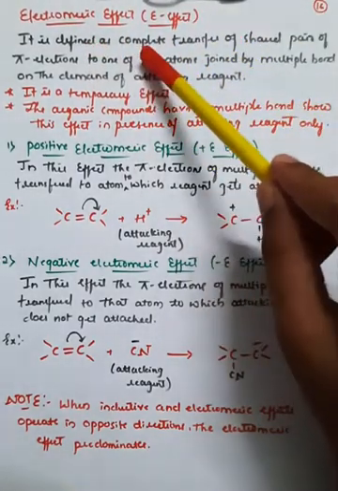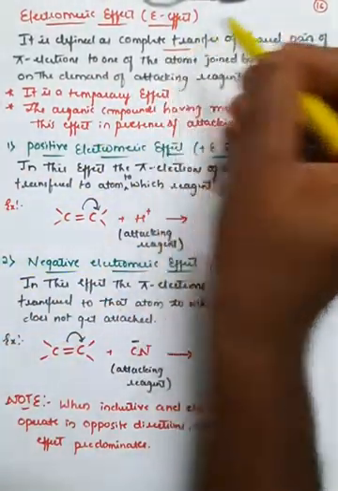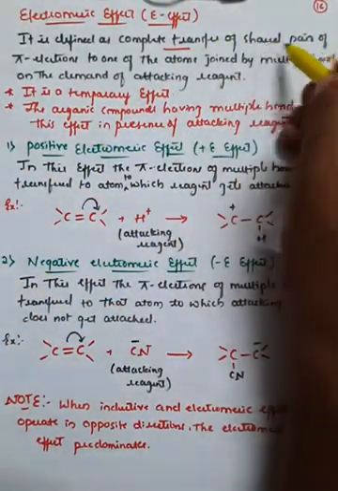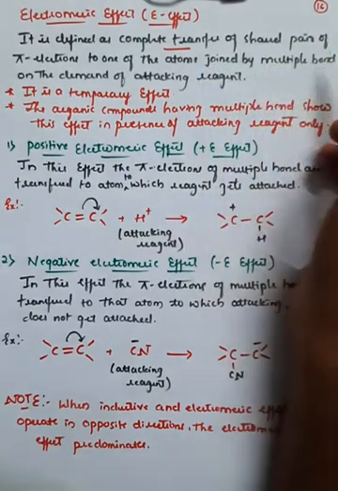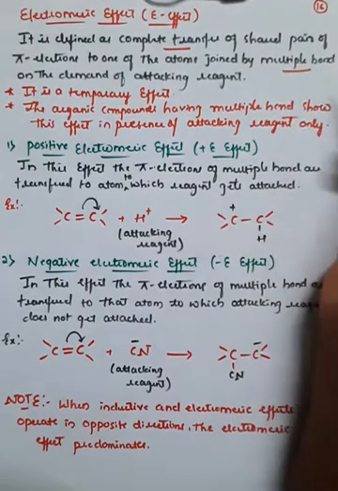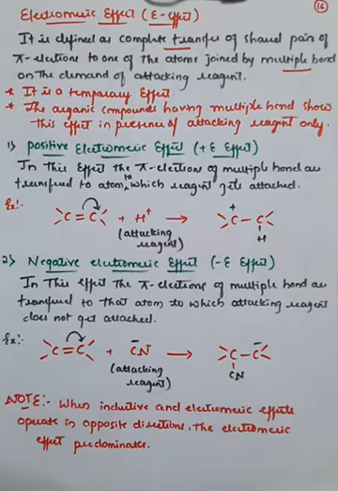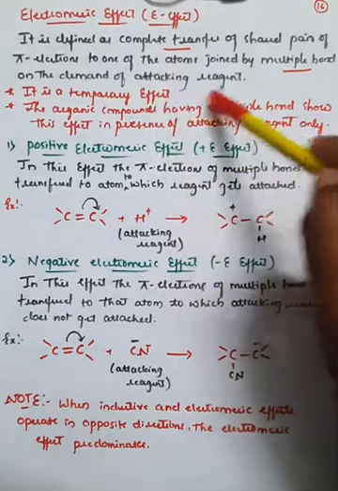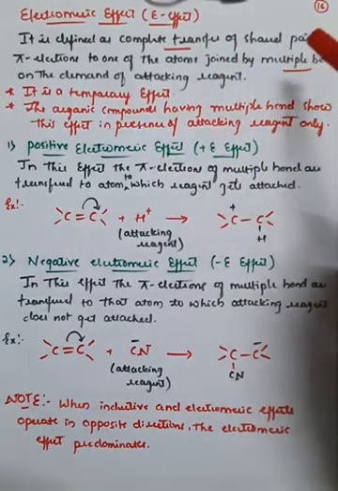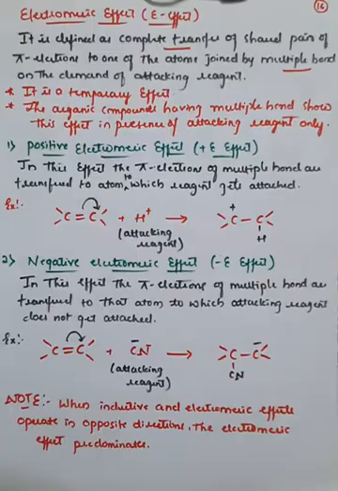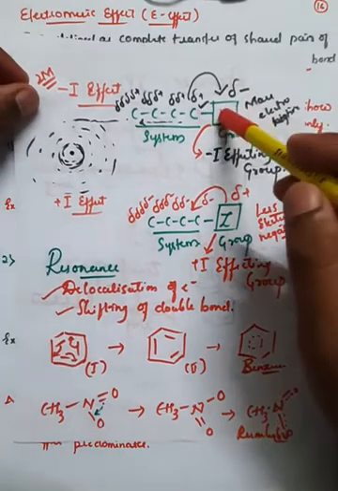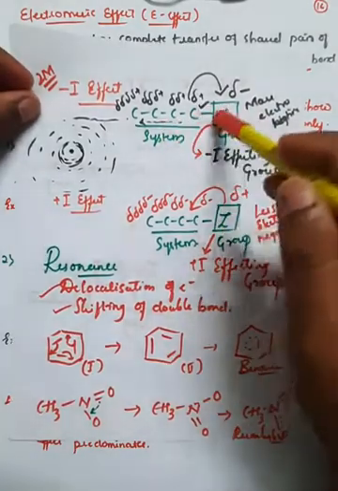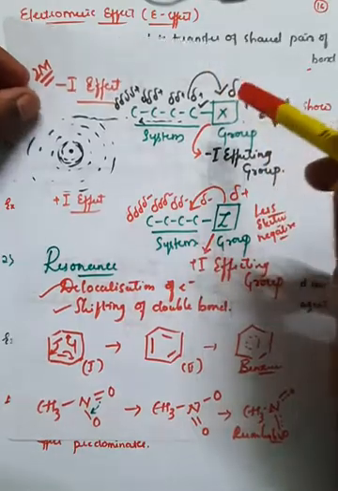In this case, it is defined as the complete transfer of a shared pair of electrons. Observe here, complete transfer of a shared pair of electrons, that is pi electrons, to one of the atoms joined by the multiple bonds. Which means the electrons are transferred to the multiple bonds only on the demand of the attacking reagent. Only if there is the presence of an attacking reagent is there a movement of electrons. But in the plus I effect or minus I effect, there was no attacking reagent. Directly there is attachment of the group which is directly attached to the system in both the cases. Therefore the transfer of electrons takes place.